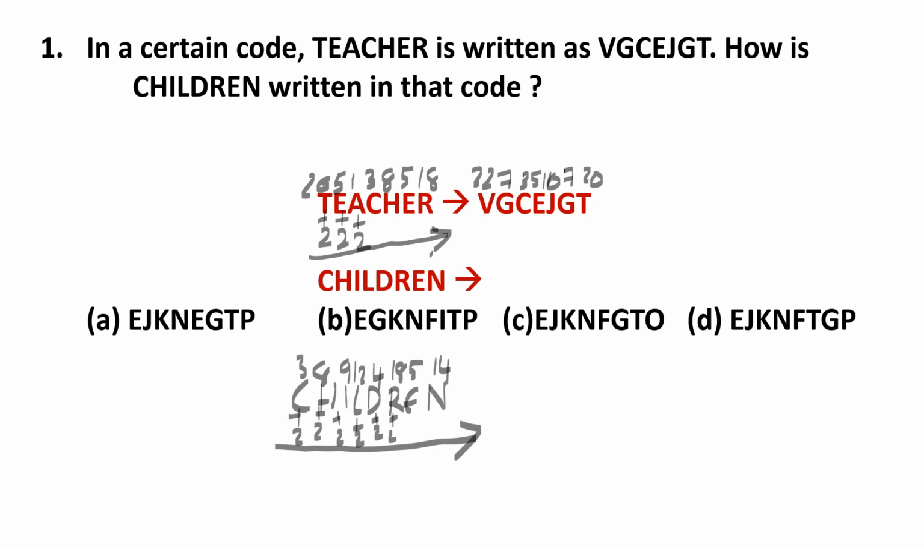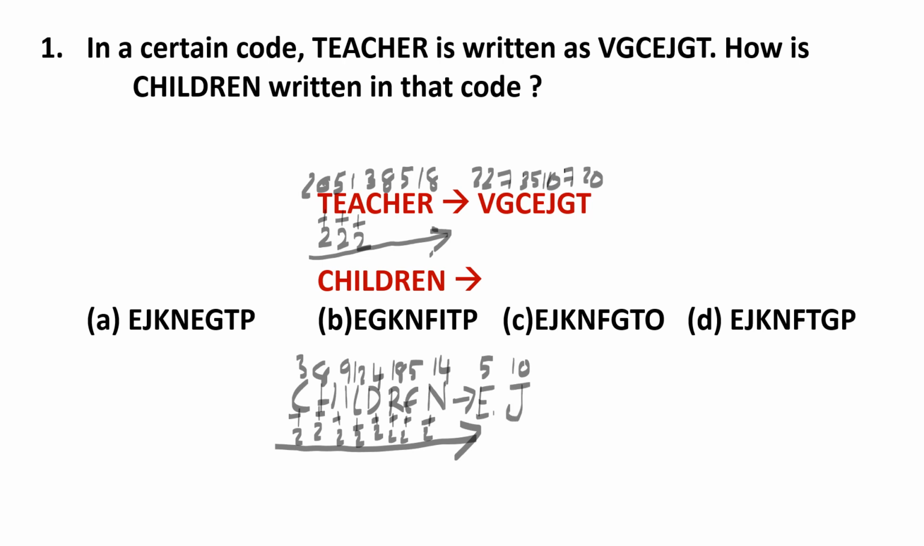For every letter it is plus 2 from left to right. Now 3 plus 2, that is 5. 5 means which letter? That is E. Next 8 plus 2. 8 plus 2 is 10. 10 means which letter? That is J.